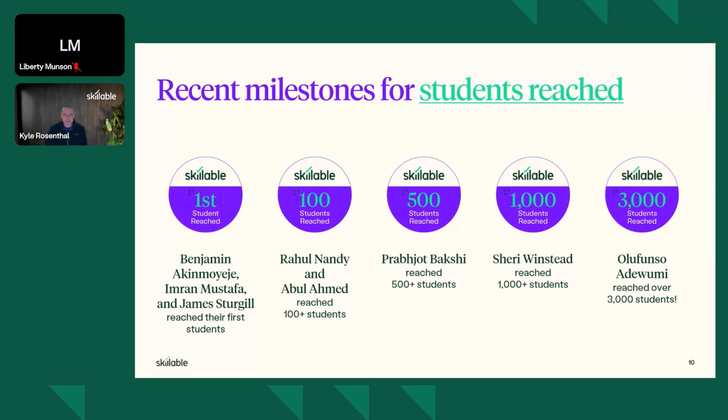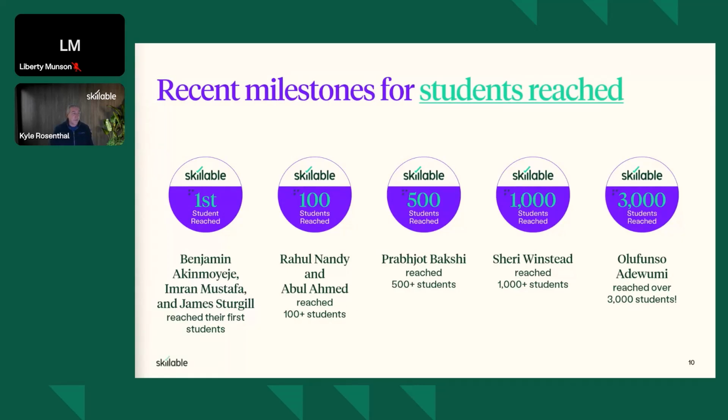All right, so recent milestones for students reached. Now, this is the huge one, right? Because this is where you put the number on how many people you actually reached in classes. How many classes you run, you probably have a good idea of because you're in the classroom week on week. But once you start adding up how many students you actually get, that's when you start seeing that you've had a pretty huge impact.